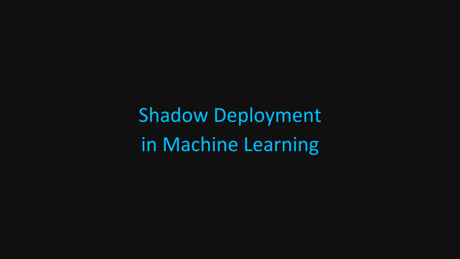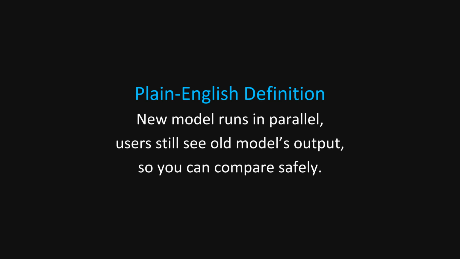Shadow deployment in machine learning. Shadow deployment is when you run a new machine learning model in parallel with the current production model, but only the old model's predictions are shown to users. The new model quietly receives the same traffic, so you can compare behavior without risking real user impact.